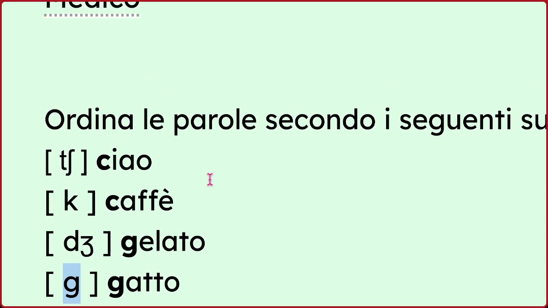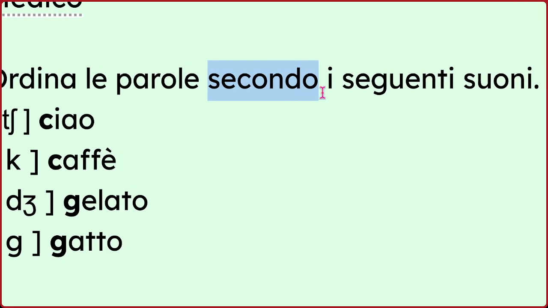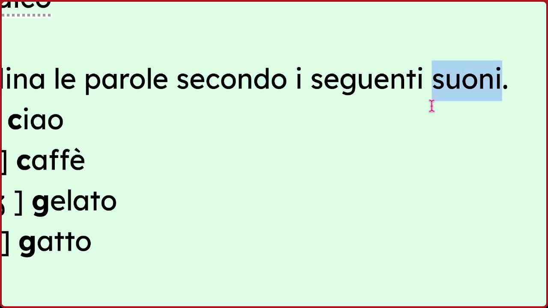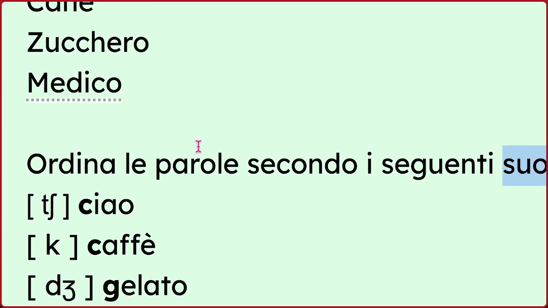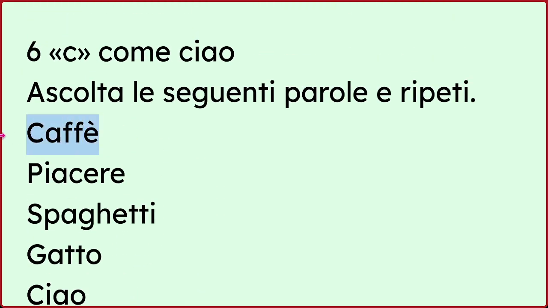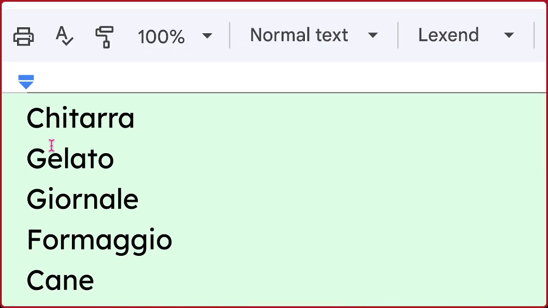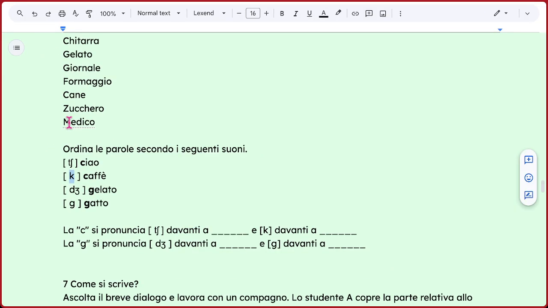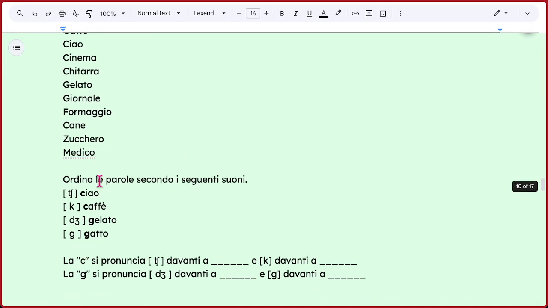So now we need to ordina, so we need to arrange all of these words, le parole, according to the following sounds, suoni, sounds. So we've got ch as in ciao. We've also got, what else have we got? Let's see, caffè, no. Perché? Because that one is k, this k, caffè. What else? We've got, oops, let me zoom out. We've got piacere, ch. So that's right here.